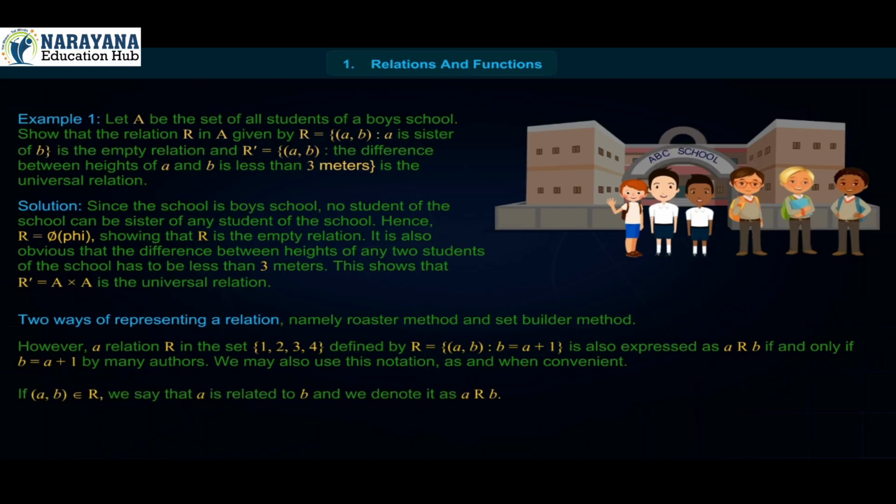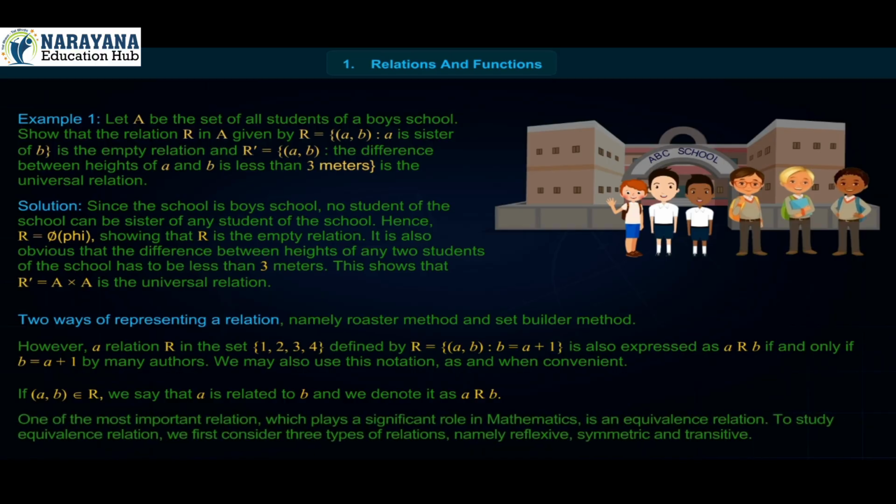If the ordered pair (a, b) belongs to R, we say that a is related to b and we denote it as a R b. One of the most important relations, which plays a significant role in mathematics, is an equivalence relation. To study equivalence relations, we first consider three types of relations, namely reflexive, symmetric, and transitive.